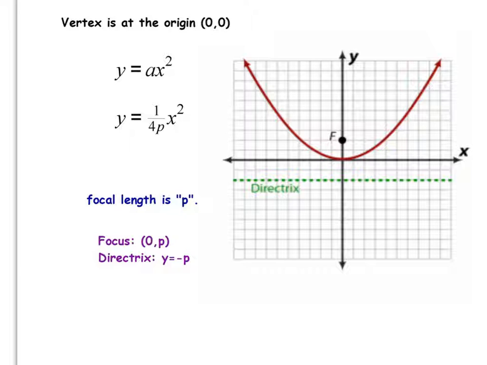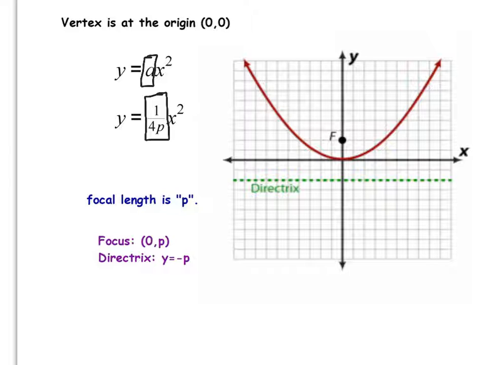So let's look at the equation for this parabola. We said that the equation is y equals ax squared. Well, it turns out that this coefficient a, you already know a little bit about that number. If it is positive, the parabola is going to open upward. If a is negative, it's going to open downward. Something else interesting about that coefficient on x squared is that it's related to the focal length. This a is equal to 1 over 4p, where p is the focal length.